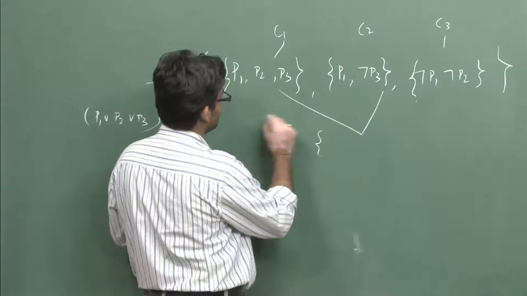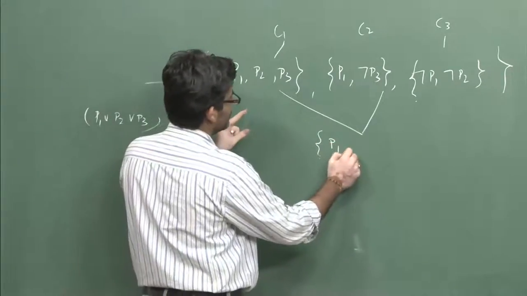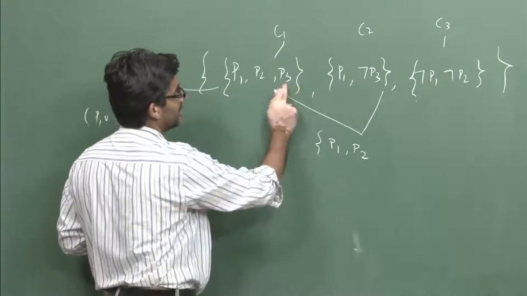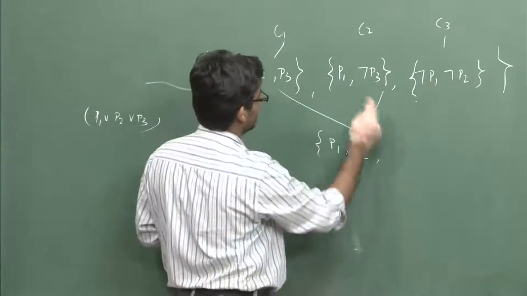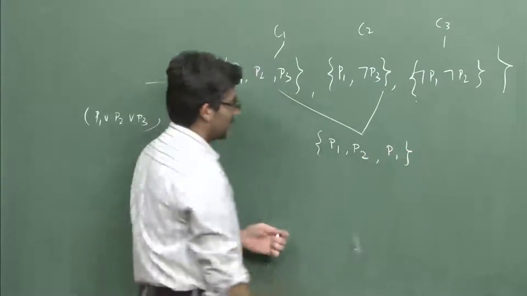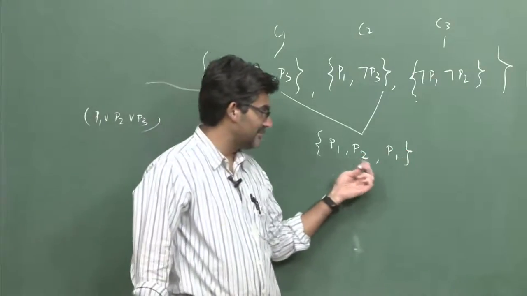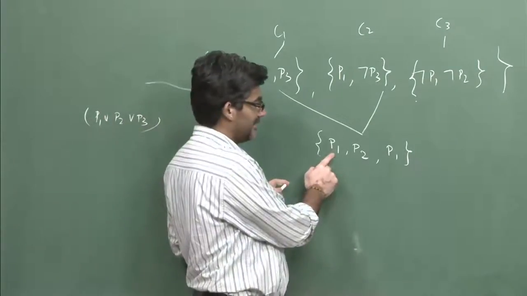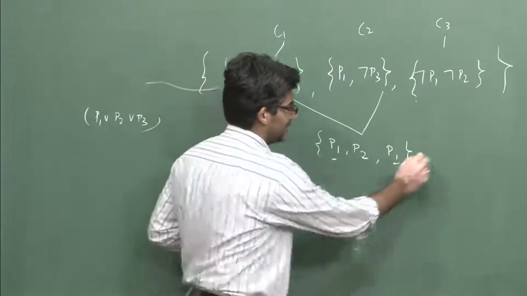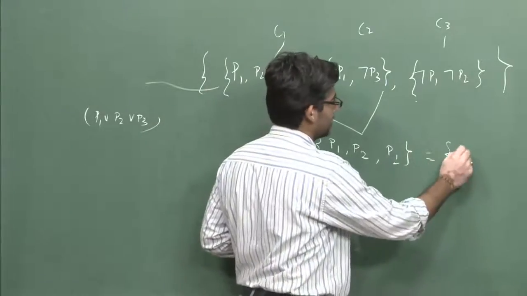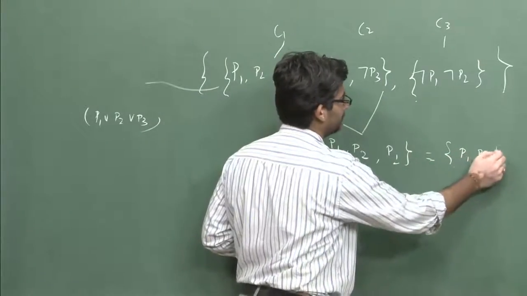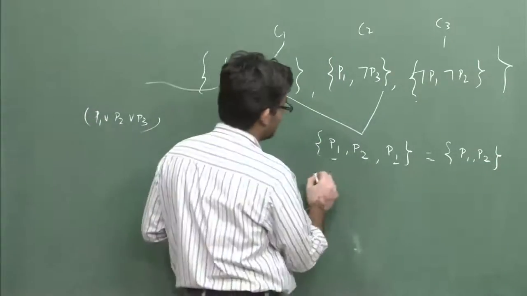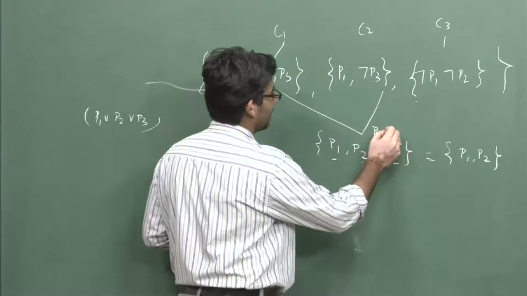what you will get is P1, P2, and not P3 will go away, then you have another P1. After applying the resolution principle, you have to ensure that there is no redundancy. For example, in this case P1 appears twice, so this is the same as P1 and P2. So now what we got is P1 and P2.